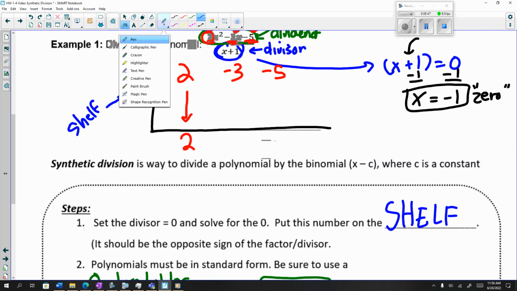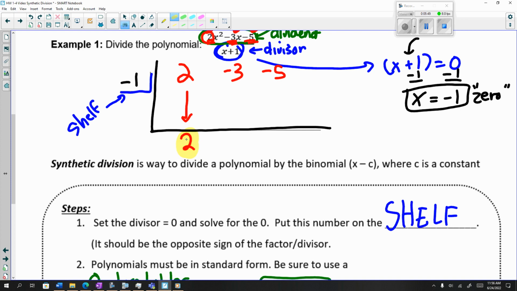So we're going to multiply this term by this term. Okay, multiply the number by the number that's on the shelf. So what is 2 times -1? It's -2. And then what are we going to do down the column? We're going to add these numbers up. So what's -3 plus -2? It's -5. And then we're going to multiply again. -1 times -5. What's -1 times -5? It's +5. And then what are we going to do? We're going to add.